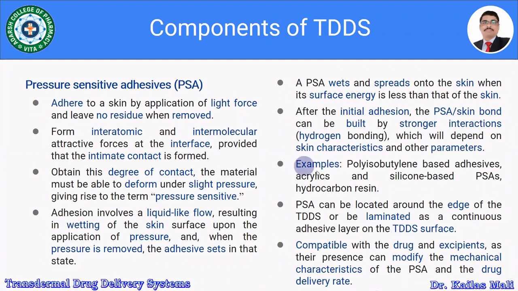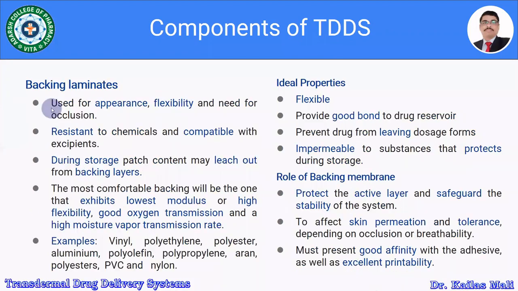Examples of the PSAs are polyisobutylene based adhesives, acrylics and silicone based PSAs, and the hydrocarbon resins. Pressure sensitive adhesive can be located around the edge of the TDDS or be laminated as a continuous adhesive layer on the TDDS surface. It should be compatible with the drug and excipients, as their presence can modify the mechanical characteristics of the PSA and the drug delivery rate. So this is about the pressure sensitive adhesive.